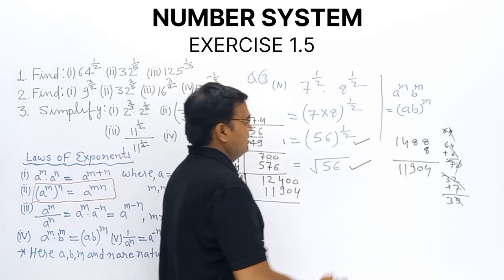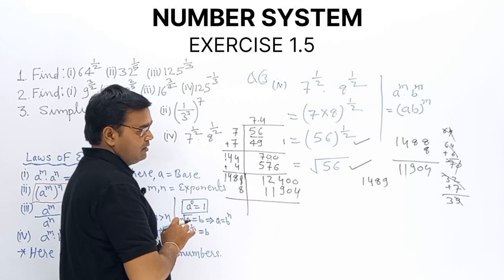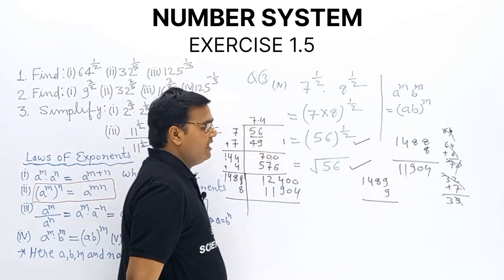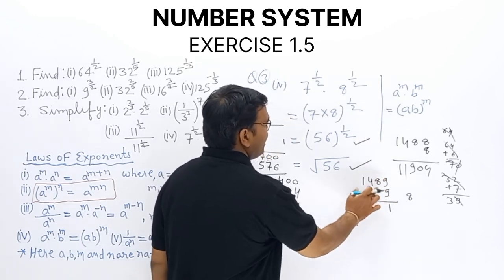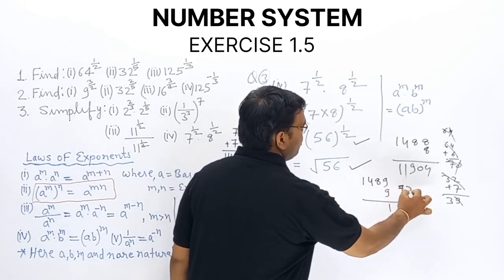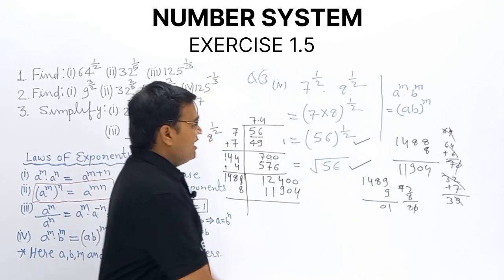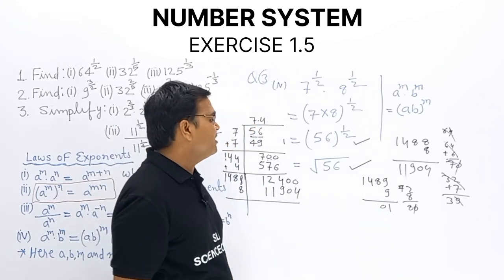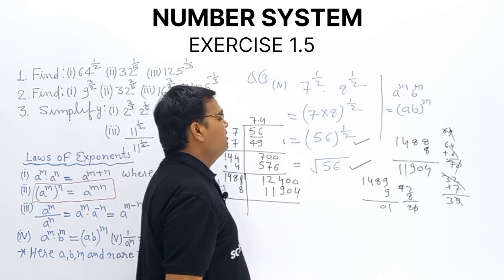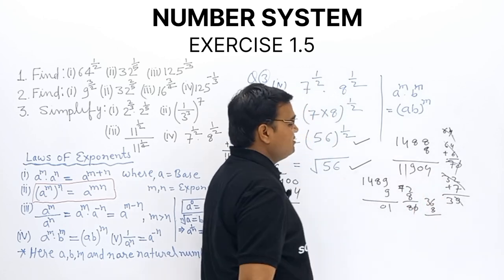If we use 9, then what will happen? 1489. If we use 9 there, then multiply this one. 9 9 is 81. 1 8. 9 8 is 72. 72 plus 8, result will be 80. 0. 8 is remaining. 9 4 is 36. 36 plus 8 will be what? 8 plus 6, 14.